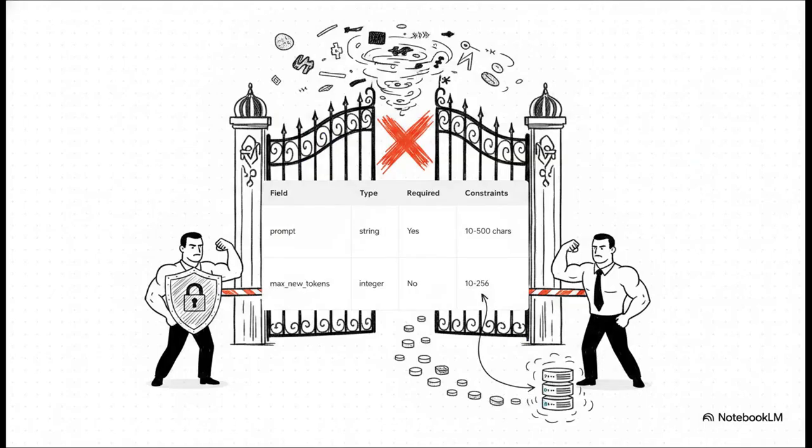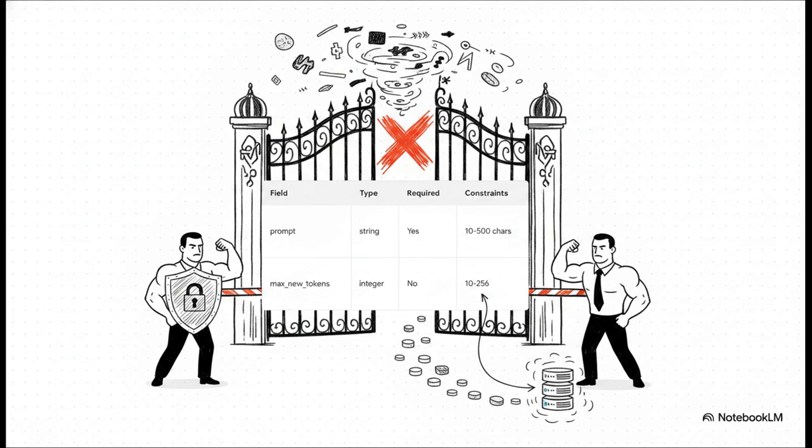Now, what's really interesting about this slide is how strictly we guard the gates back in step 2. Just look at these Pydantic validation constraints. The prompt is required, but it's hard capped between 10 and 500 characters. And max_new_tokens, which is how long the AI's answer is allowed to be, maxes out at 256. Why are we so strict? Well, without these rules, a user could accidentally, or maliciously, send a 10,000-word prompt that would force the server to allocate a massive amount of memory and could literally take the whole system down.